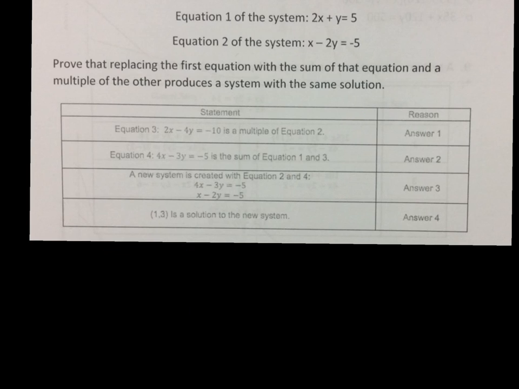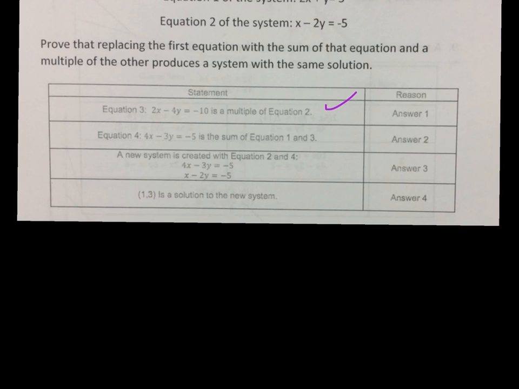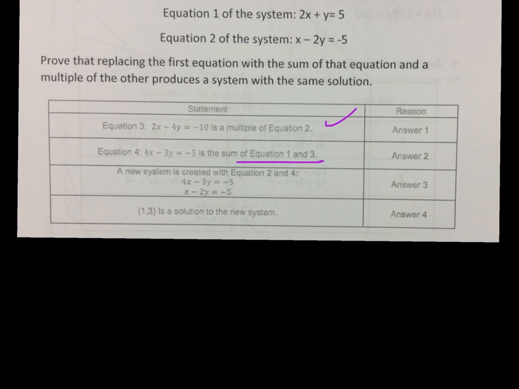Okay, now, that checks out. So let's move this up a little bit. Now, look at equation number 4. Equation number 4 says you're going to add, or the sum of equation 1 and 3. Well, equation 1, if you recall, is 2x plus y is equal to 5. And equation number 3, which is this one right here, is 2x minus 4y equals negative 10. So it wants the sum right here. So we're going to add these. Let's go ahead and add them down.